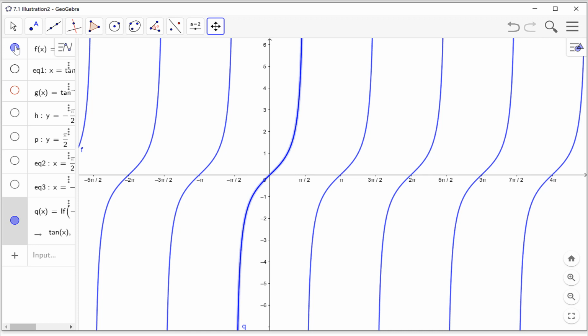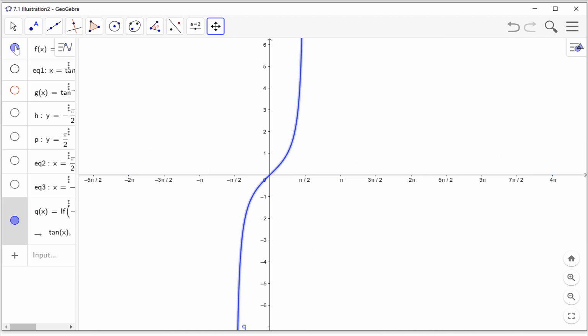So here's the whole one. There's the one we're going to use. We're going to use this one because it passes the horizontal line test. It passes the vertical line test. So it's 1 to 1. So the inverse will be a function. And sure enough, there's the inverse. So here's my orange one. That's the inverse. And that is going to be a function of x.